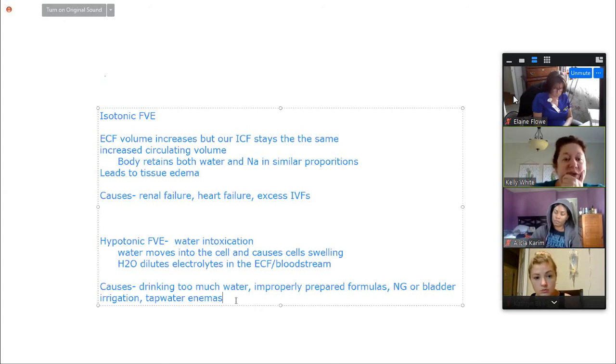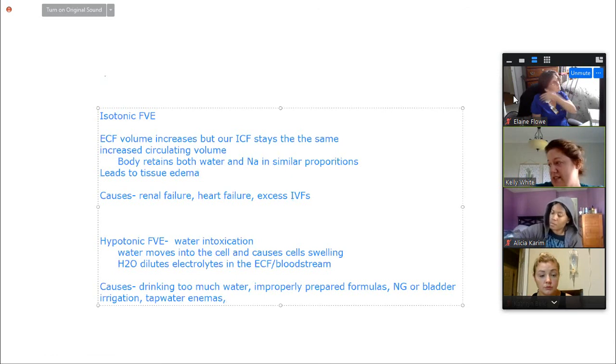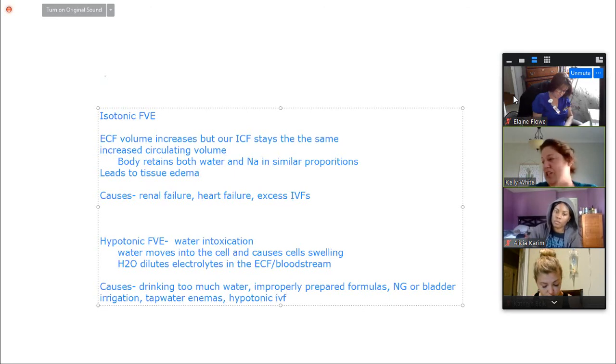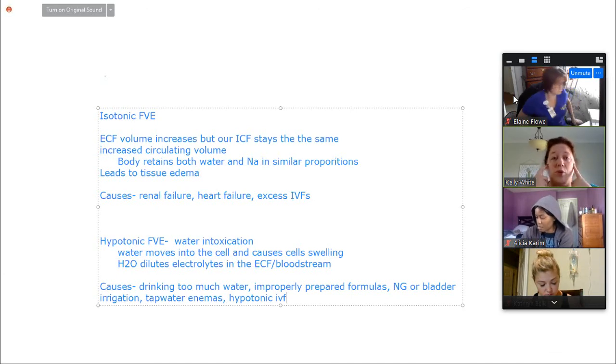I actually should go back to and add, I don't remember if I said this earlier, if we're giving these patients hypotonic IV fluids, we want to make sure that we're not causing that overload and causing those cells to swell. Because remember, that's going to end up causing some cerebral and brain issues.